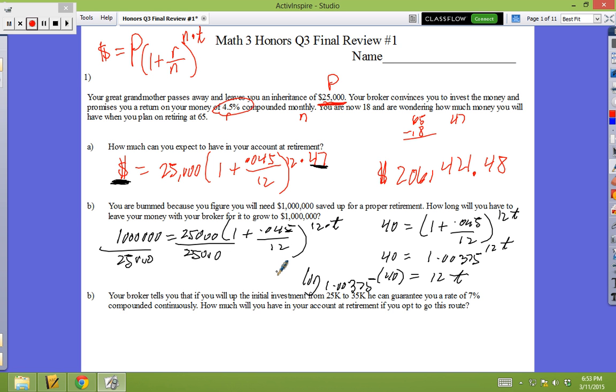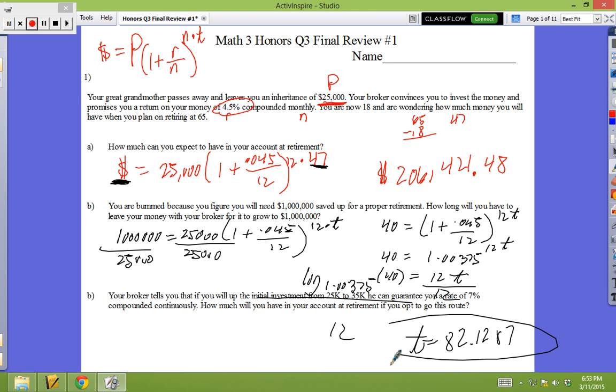So now on my calculator I type in the log of that base of 40 and hit enter and change that to a decimal. And then last step, I just have to divide by 12, divide this whole side by 12. So on that number I got, divided by 12 is going to give me t is equal to 82.1287 years. So if I want it to grow to $1 million, I've got to leave it in there, not touch it, for 82 years.